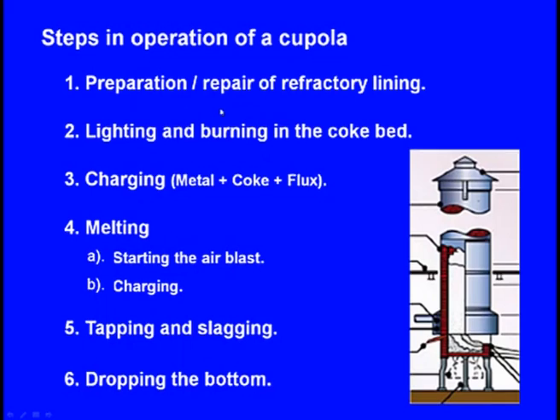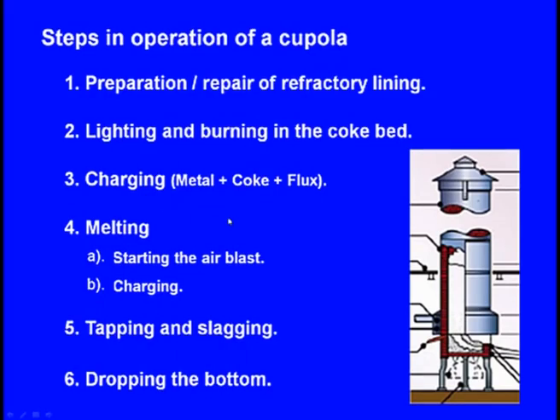Next one, what about the things at the bottom? There might be unwanted ash, or unburnt coke, or unwanted sand at the doors. So those must be removed, they must be cleared. So that is the preparation and repair of refractory lining. Next one, lighting and burning the coke bed. After we prepare and close the bottom doors, we place the coke and we have to light it and we need to burn the coke bed.